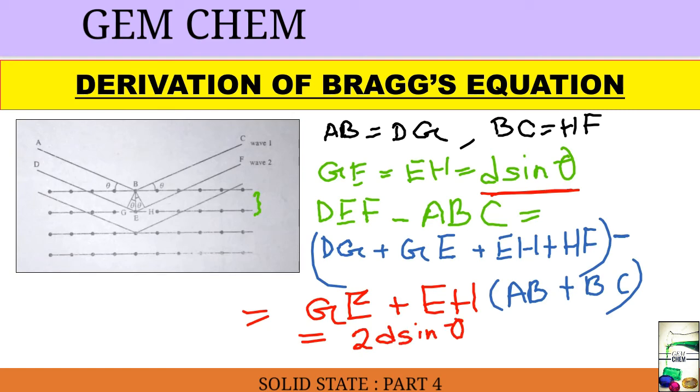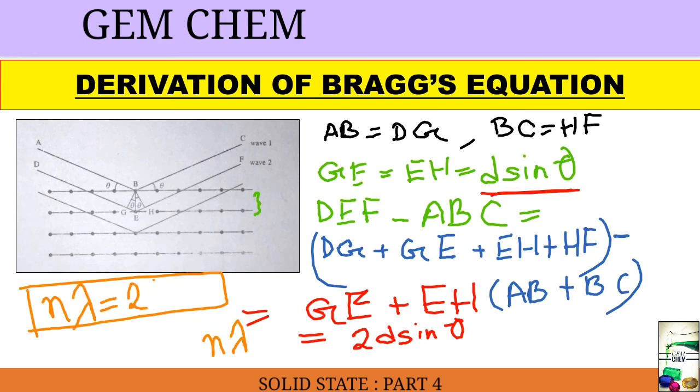Previously we have seen that the extra distance traveled by the wave is given by an integral multiple of lambda. So we can write it equal to n lambda. So what is Bragg's equation? n lambda equals 2d sine theta, where n is an integer: 1, 2, 3 and so on. Thus we have derived Bragg's equation, or Bragg's law.